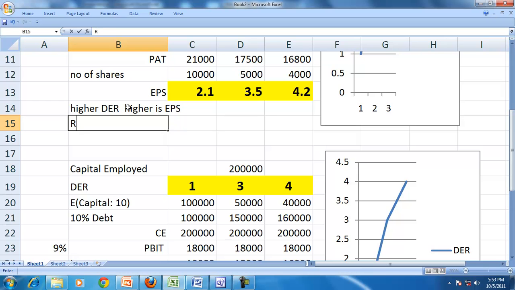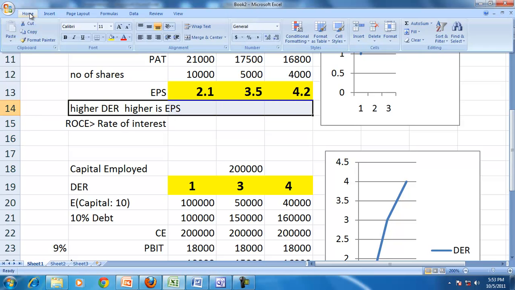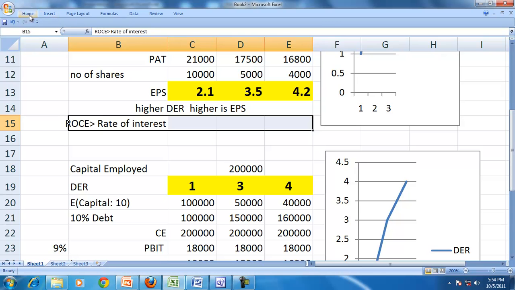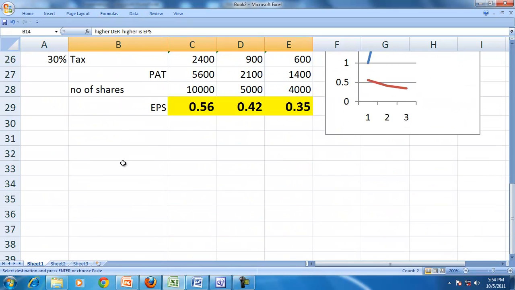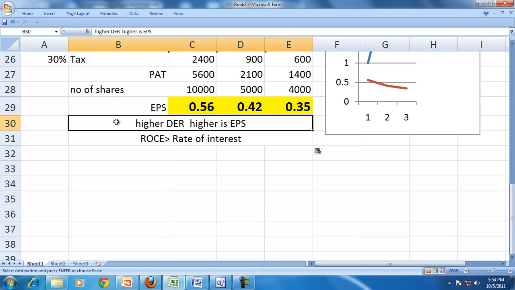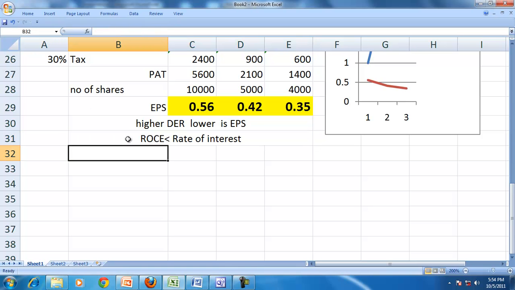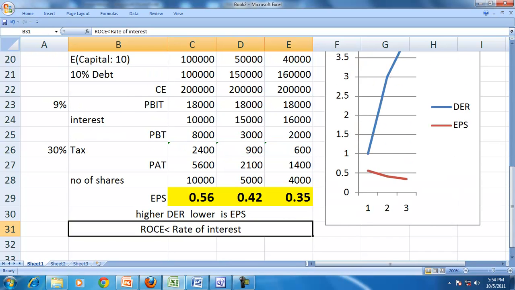This is happening because the return on capital employed, which is ROCE, is greater than the rate of interest. But this may not be the case in the second one. In this case, higher the DER, lower is the EPS, because the return on capital employed is lesser than the rate of interest.